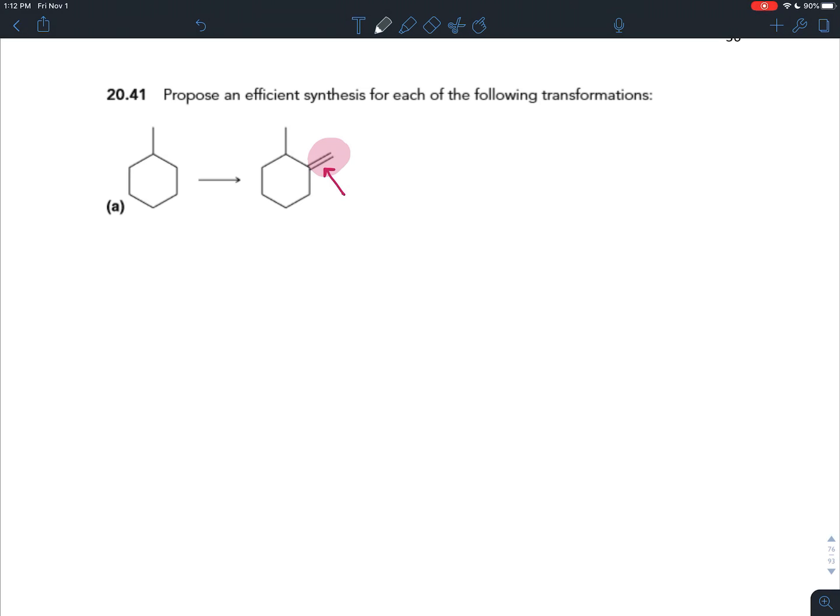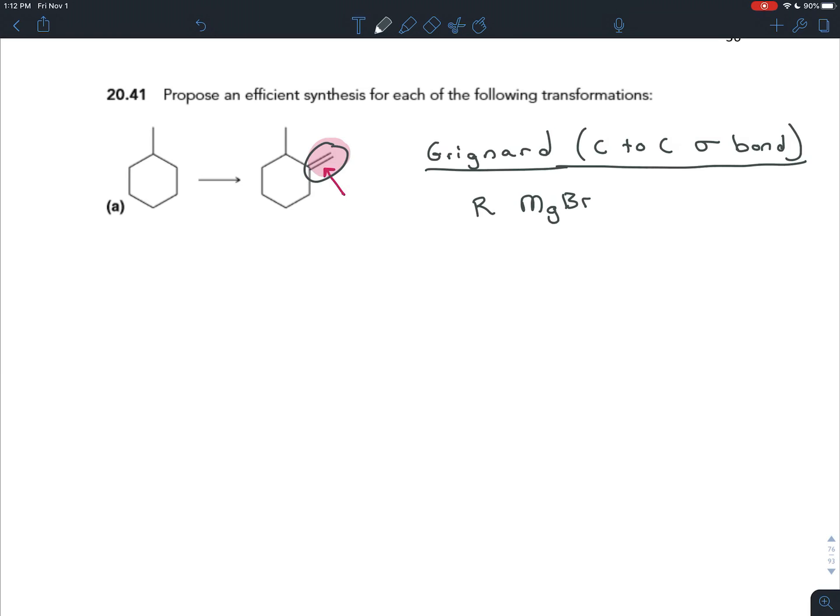Well, how can you make a carbon-to-carbon bond? You could use a Grignard reagent. That's where you use some carbon chain and you have that bonded to magnesium bromide, and it turns this into a nucleophile. That makes carbon-to-carbon sigma bonds. So if you want a single bond to a carbon, you'd use a Grignard reagent. We don't want that here. We have a double bond to this carbon, so that may not be the best choice.